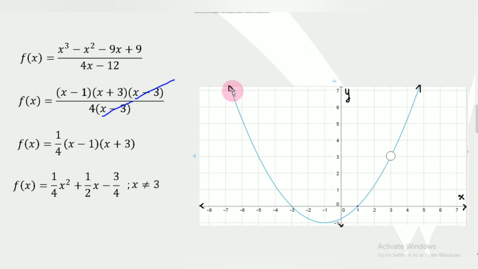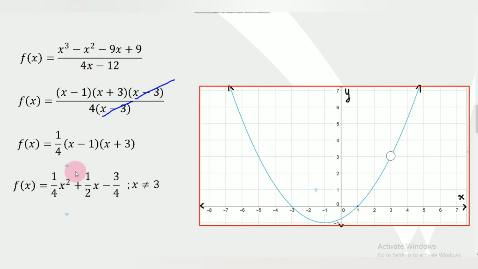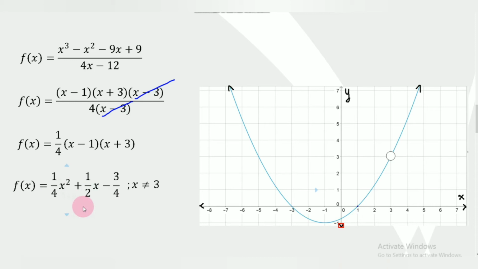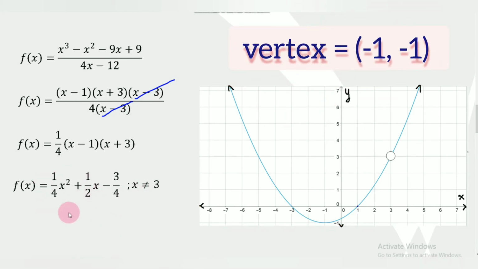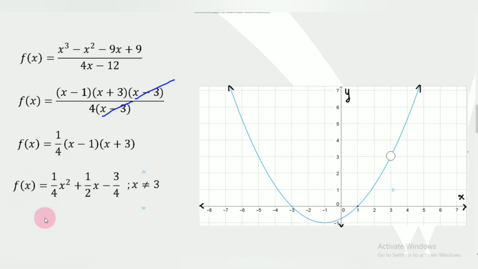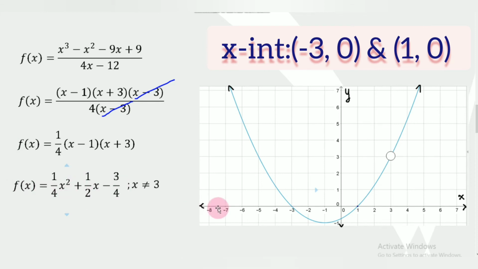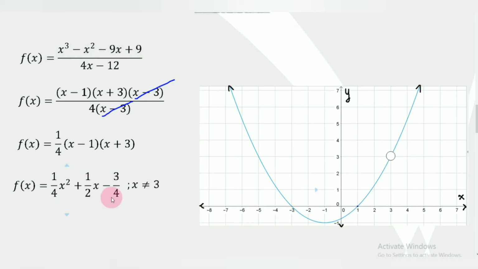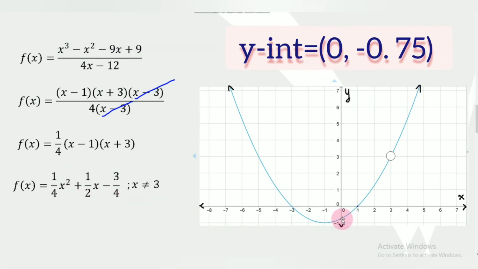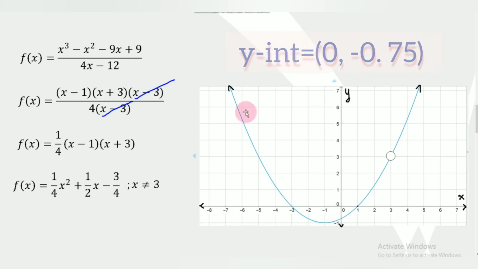To graph or sketch the rational algebraic function, you can refer to this equation and use all the techniques to sketch a quadratic function. For example, find the vertex. Using the vertex formula, you can know that the vertex is negative 1 comma negative 1 here. Then find the x-intercepts. Use y equals 0 and find the x-intercepts, which for this one are negative 3 comma 0 and 1 comma 0. Then find the y-intercept. The y-intercept is 0 comma negative 3/4, or negative 0.75. After that, you just sketch it.